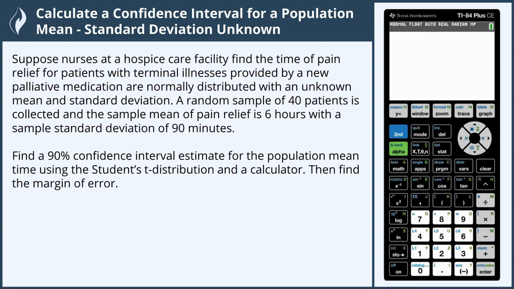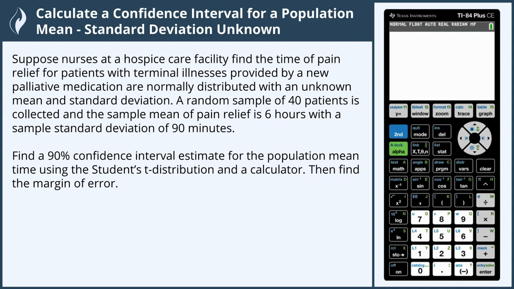Hi everyone. In this video, we will calculate a confidence interval for a population with mean and standard deviation unknown. Suppose nurses at a hospice care facility find the time of pain relief for patients with terminal illnesses provided by a new palliative medication are normally distributed with an unknown mean and standard deviation.